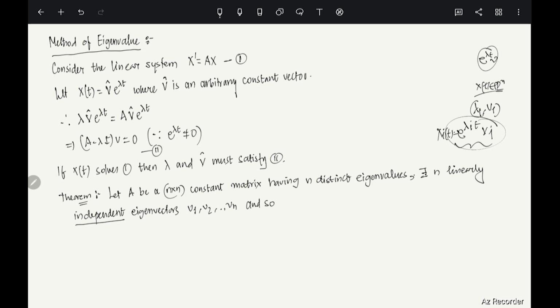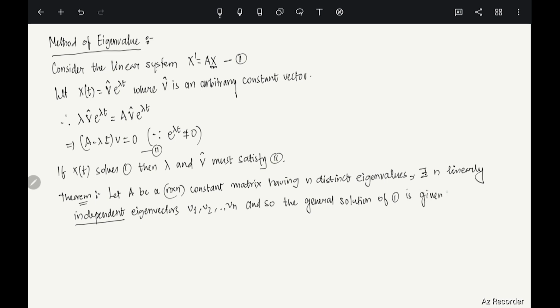Since A is an n cross n system, the solution space is of dimension n, so there should be n linearly independent solutions. So the general solution of 1, let me put it this way, xg, is given by c1 times v1 e power lambda 1 t, plus c2 times v2 e power lambda 2 t, plus cn times vn e power lambda n t.